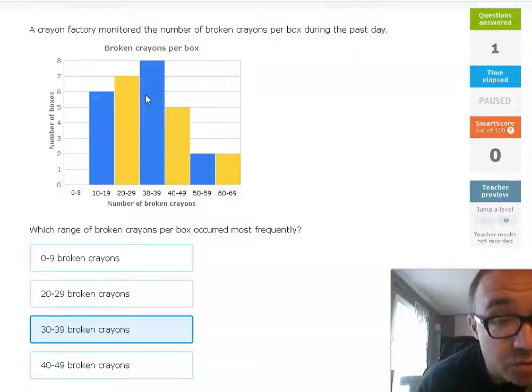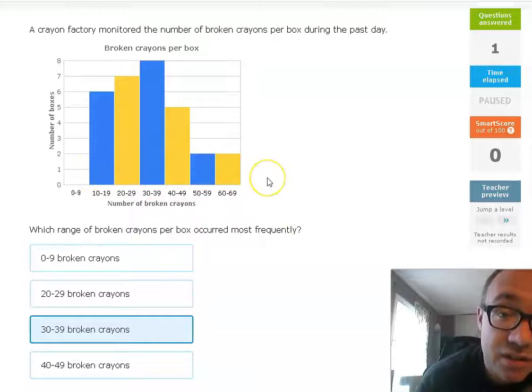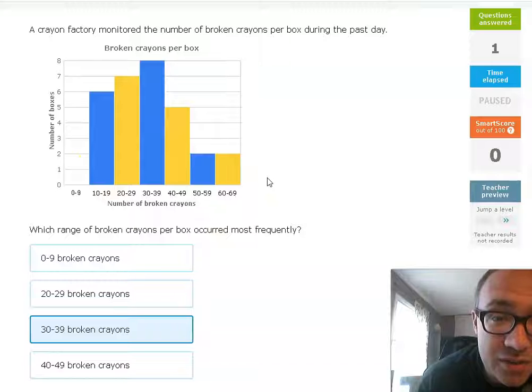The mode we don't know because we don't have the individual data. The range you can estimate, but again, you don't have the individual data, but you can estimate the range. So you can't get those exact measurements, but you can get a good idea of where the data lies.